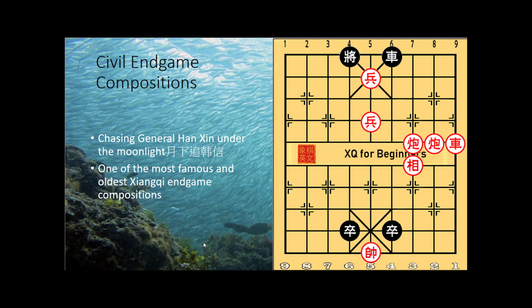This was a very important bit of history, because with Han Xin's help, Liu Bang was able to establish the Han Dynasty. The puzzle shows how Xiao He chased after Han Xin and managed to convince him to come back. It's very rich in culture, and although the puzzle, which is from an ancient manual, is not very difficult by today's standards, it is still one of the most popular endgame compositions that have been passed on for generations.